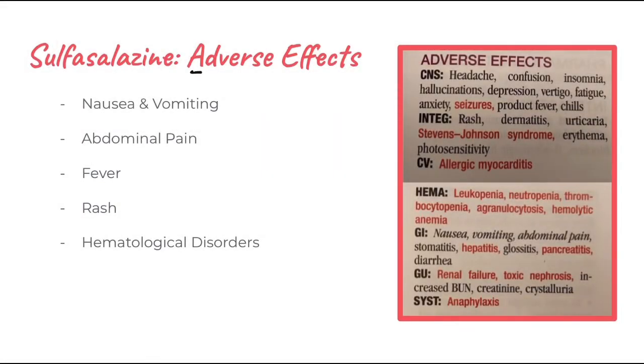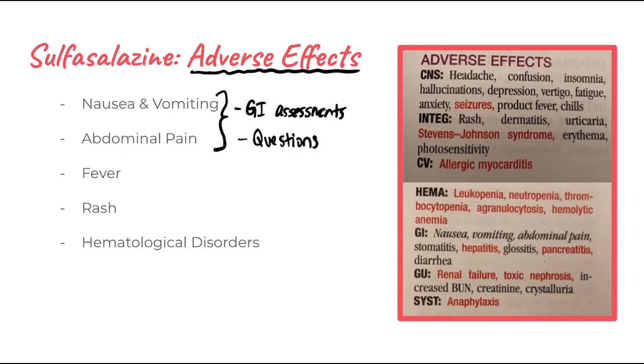Now we're going to take a look at the side effects. Some important common side effects to monitor for with sulfasalazine include nausea, vomiting, and abdominal pain. These can be monitored by doing gastrointestinal focused assessments as well as obtaining subjective data via gastrointestinal pain related questions. Patients may also experience elevated temperature, therefore frequent vital signs focusing on the temperature will be critical for monitoring. Another common side effect is a rash. This can be monitored by performing integumentary focused assessments.